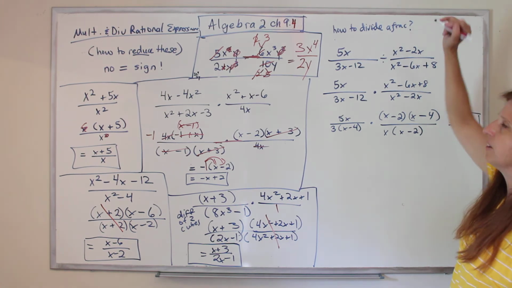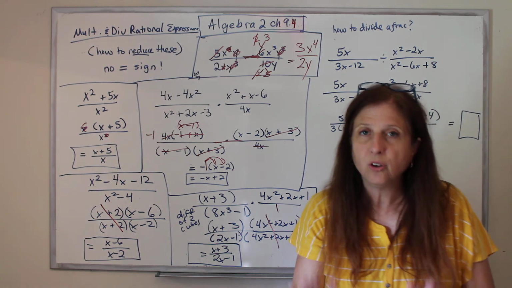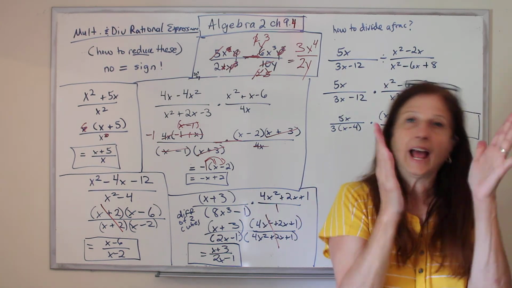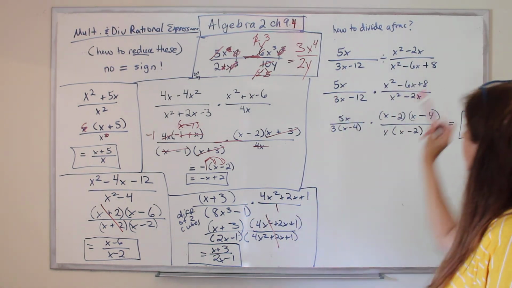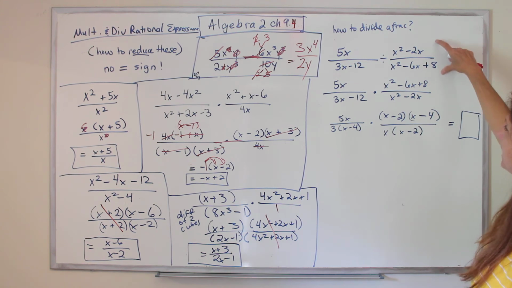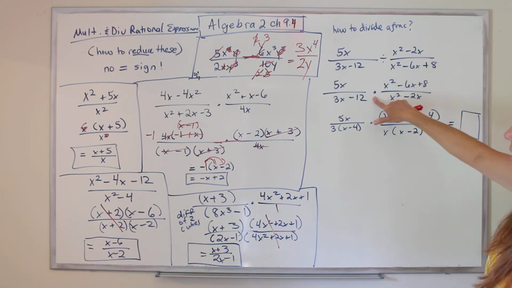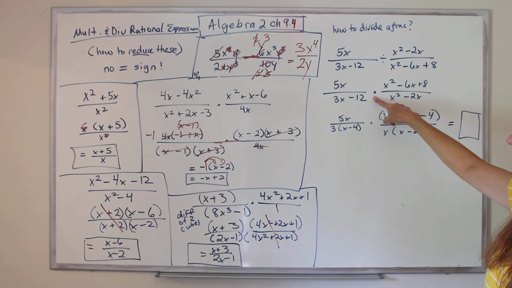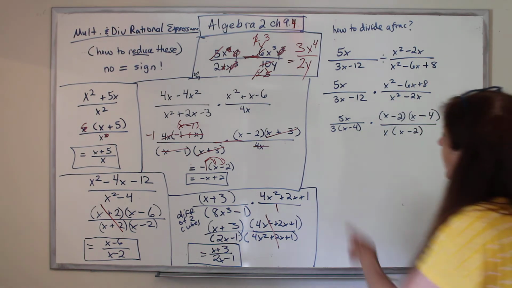Now, how do you divide a fraction? Remember, you flip it, and multiply. We flipped the second one. So first thing I did was rewrite it, flipping it, and changing it to a multiply. Now, I'm looking for things that I can mark out.